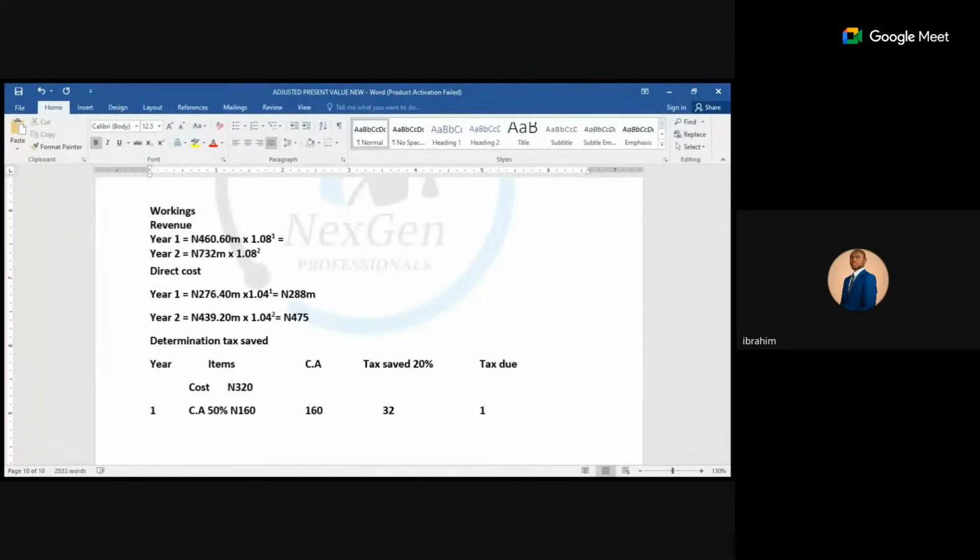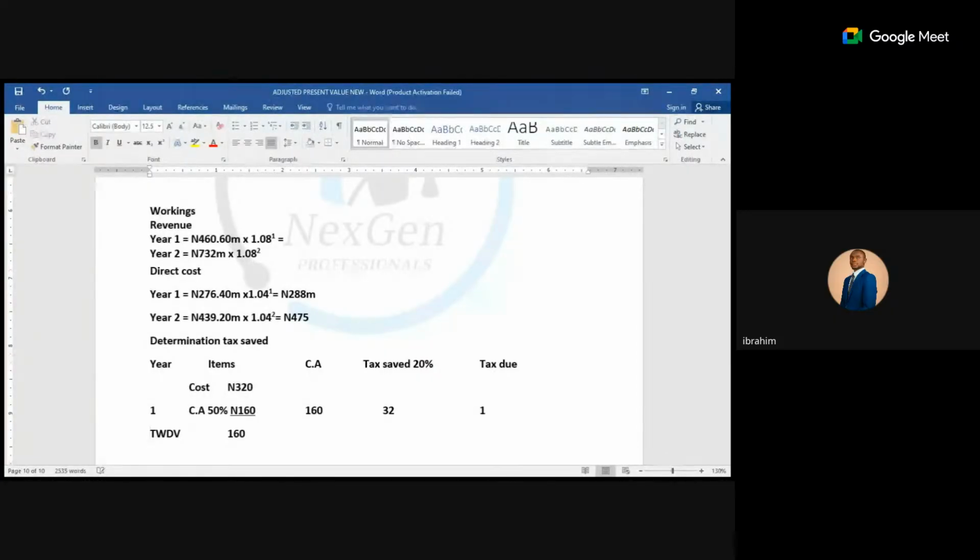One. So we're told that 25% thereafter. So what is the tax written down value? What will be the tax written down value? 160.